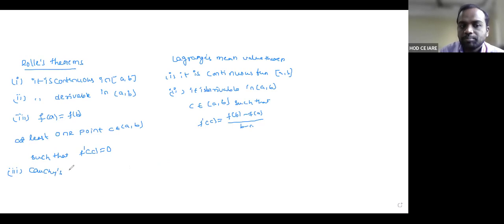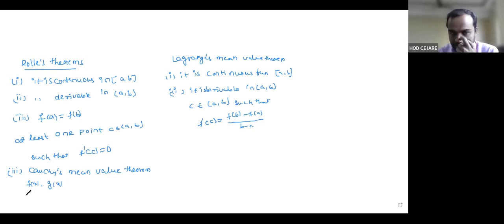Cauchy mean value theorem. The first statement is: f of x and g of x are the functions satisfying Cauchy's mean value theorem.